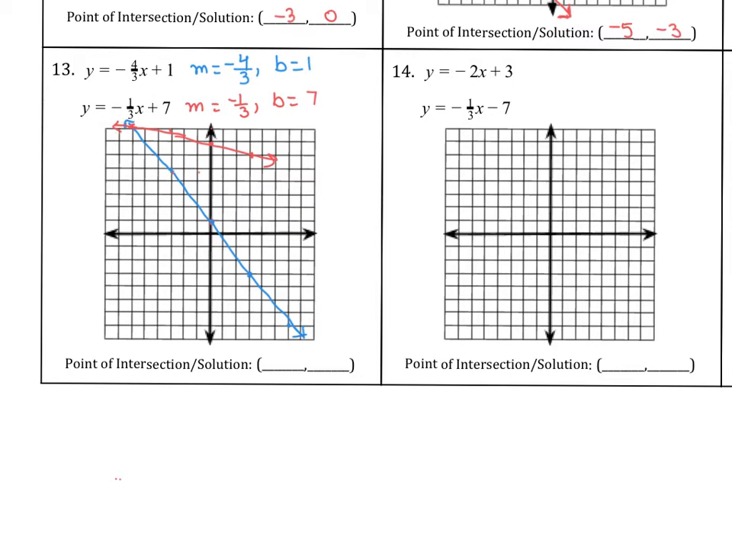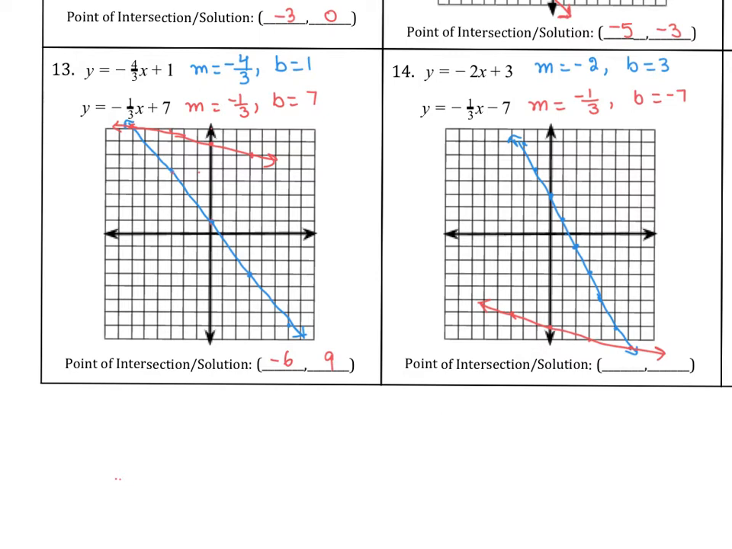So this is going to be the point: 1, 2, 3, 4, 5, 6, so negative 6. Then 1, 2, 3, 4, 5, 6, 7, 8, 9. So negative 6 comma 9.